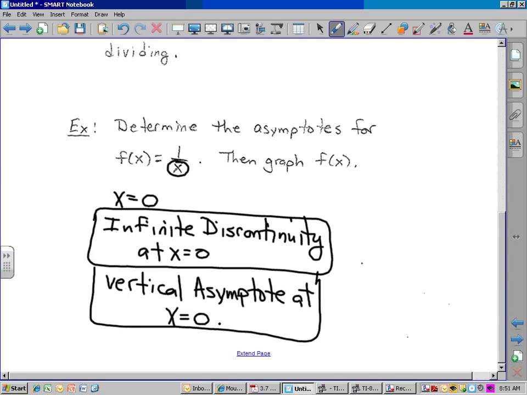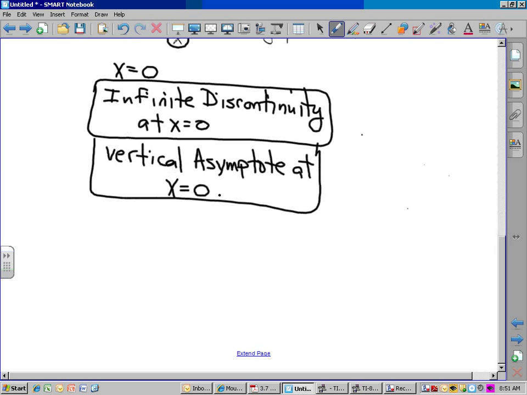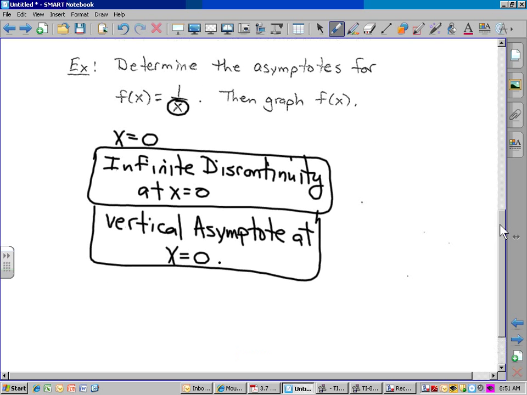These go hand in hand. Okay? If you have an infinite discontinuity, you have a vertical asymptote. A vertical asymptote is a vertical line that the graph will approach but never touch. Keep that in mind when we go to graph this.